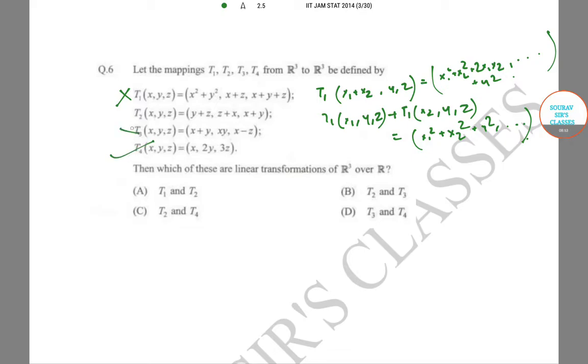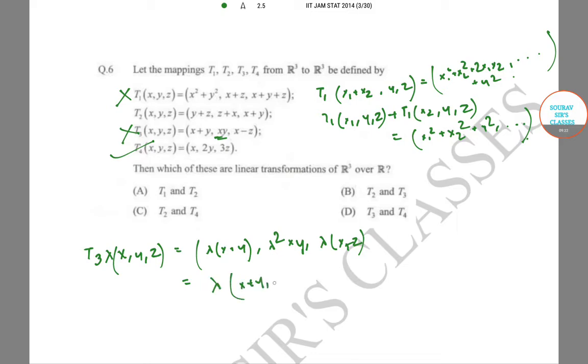T3 is again not a linear transformation because of this xy term. We have T3 of lambda x, y, z, is equal to lambda x plus y, comma lambda squared xy, comma lambda x minus z, which is not equal to lambda times x plus y, xy, x minus z. We have this extra lambda term here which creates a problem, and hence this is not a linear transformation.